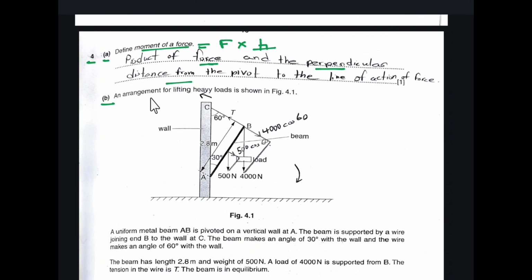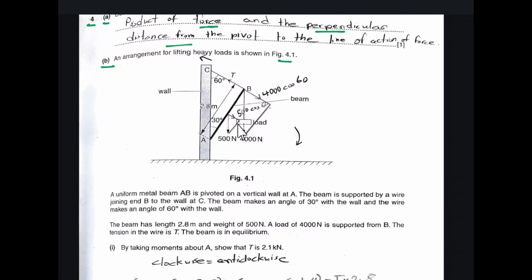Then in part B, the arrangement for lifting the heavy load is shown in figure 4.1. So this is the diagram. For this diagram we have been given these statements. A uniform metal beam AB is pivoted on the vertical wall at point A. So this is the point A. Then the beam is supported by the wire joining the end B to the wall at C. So this is end B and it is joined to the wall at C.